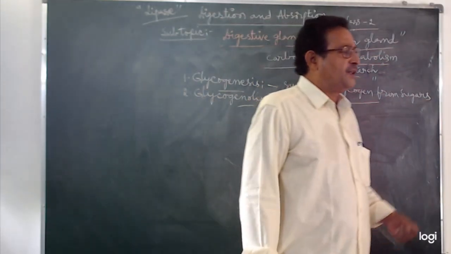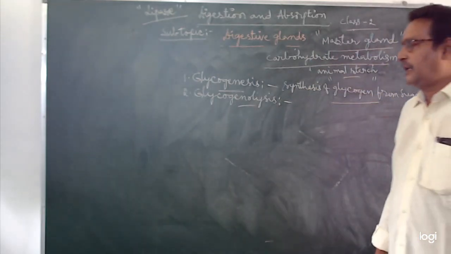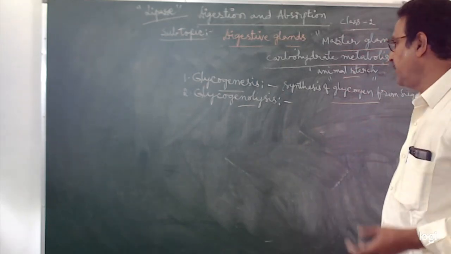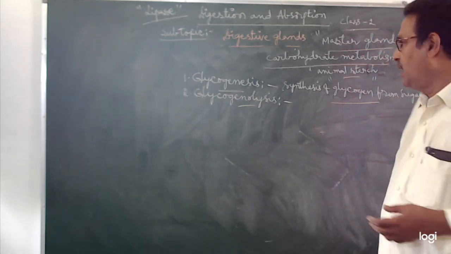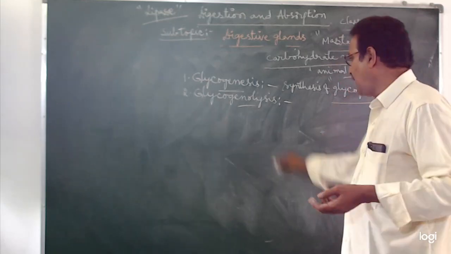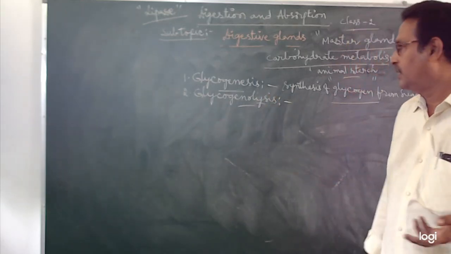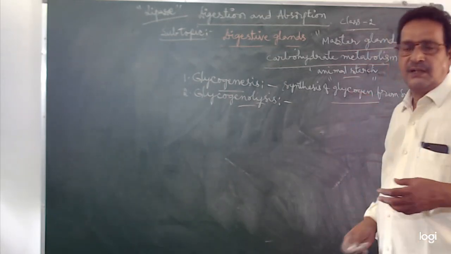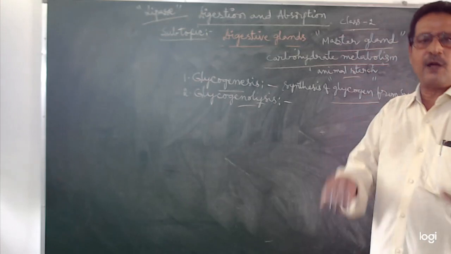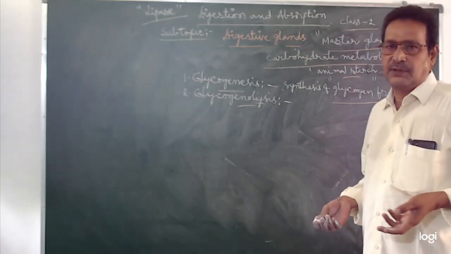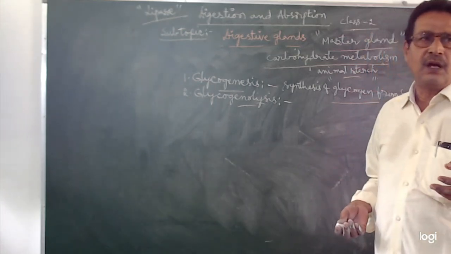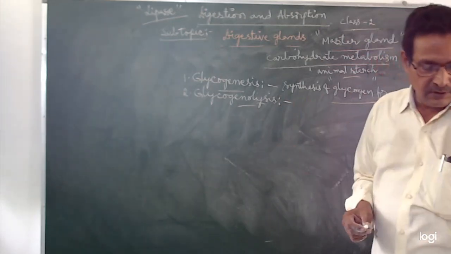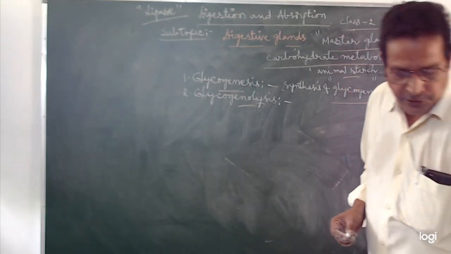Whenever it is necessary, the glycogen which is stored in the liver is broken down into glucose. That is called glycogenolysis. Lysis means breakdown. Whenever it is necessary, this glycogen will break down into glucose. That process also occurs in the liver. So glycogenolysis, and then gluconeogenesis.